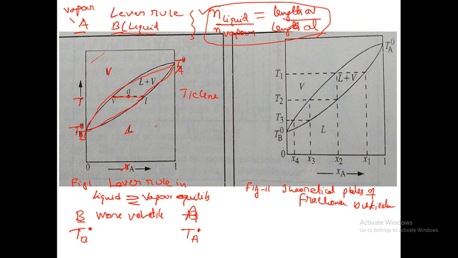If you consider a two-component system of solid and liquid, then the liquid would become solid and the vapor would become liquid. But here we are considering a liquid versus vapor two-component system. So this is all about the lever rule.